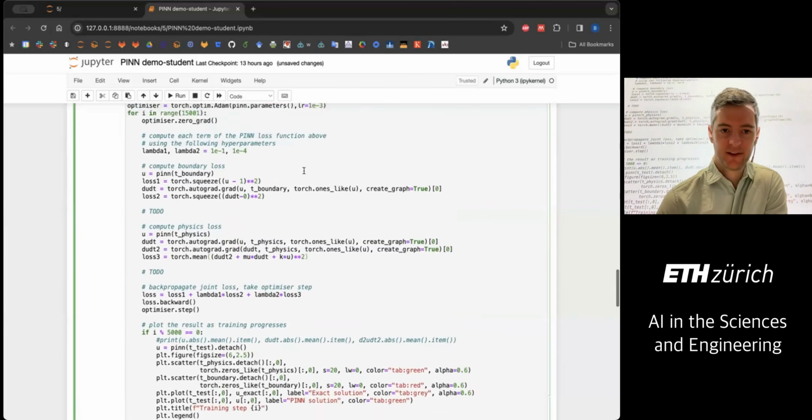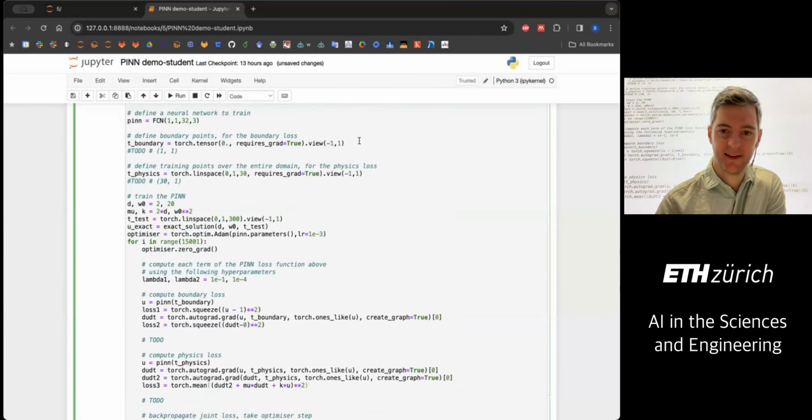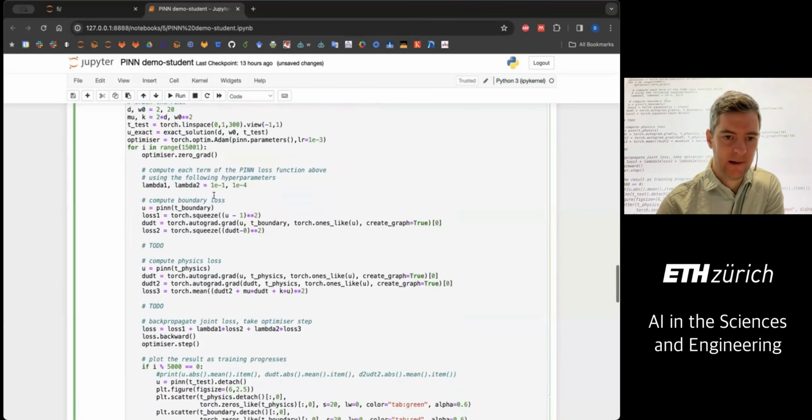So I'm just going to double check this to make sure that I've not made any mistakes. So I think this should be fine. That looks fine.